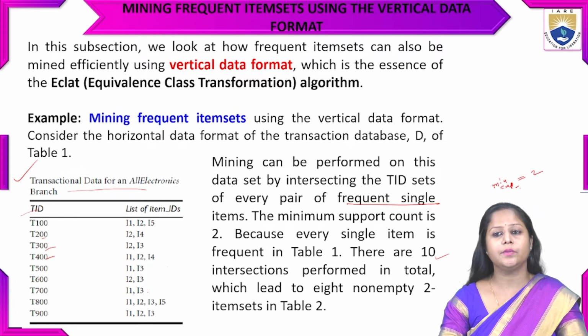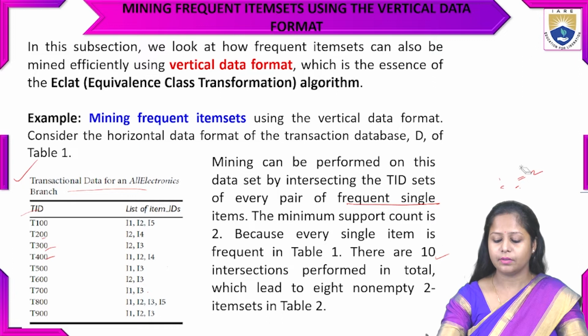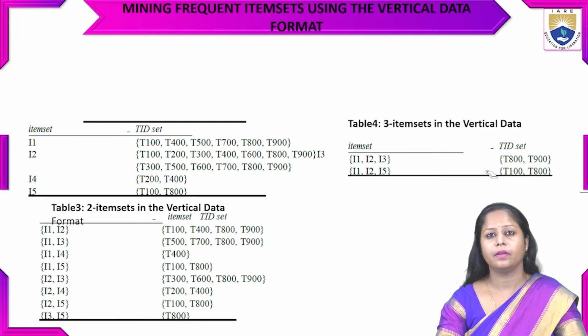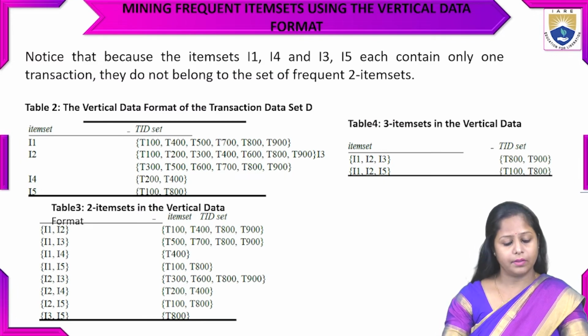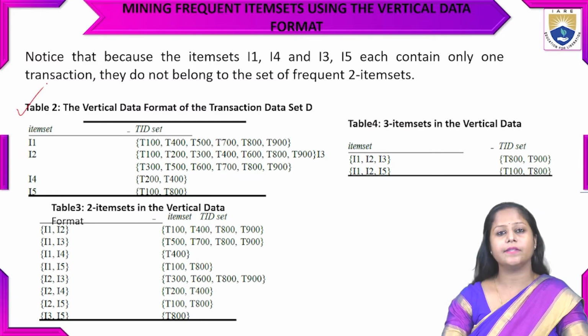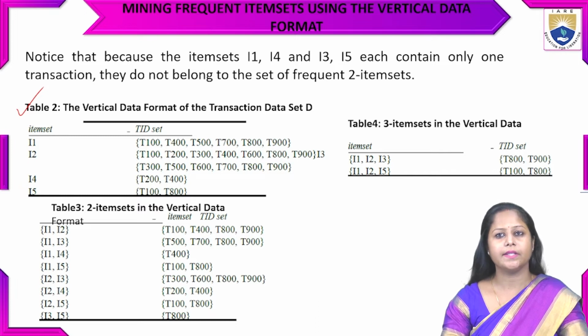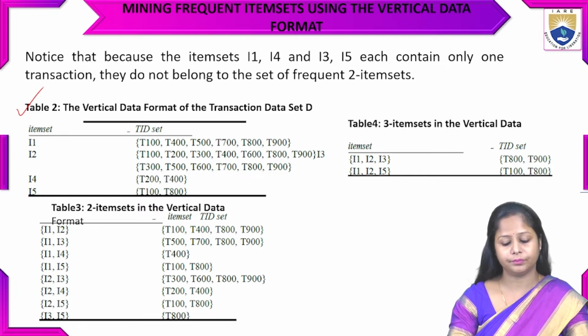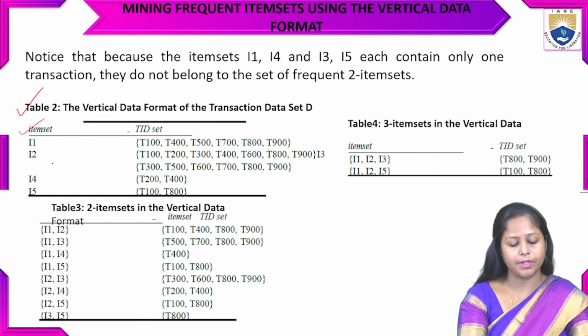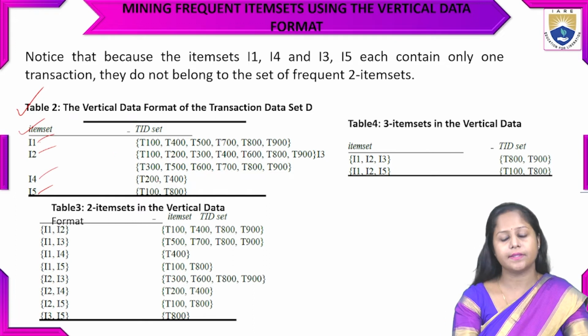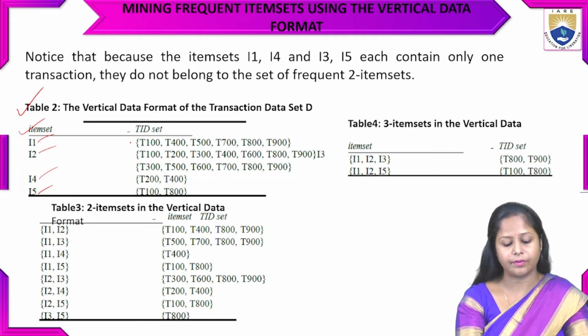The intersections performed in total lead to 8 non-empty 2-itemsets in table 2. So we will calculate the minimum support in table 2. This is table 2, in which we can see the vertical data format for the transaction dataset D. Here we have taken the 1-itemsets I1, I2, I4 and I5. Here we will check the transactions for each of the items.